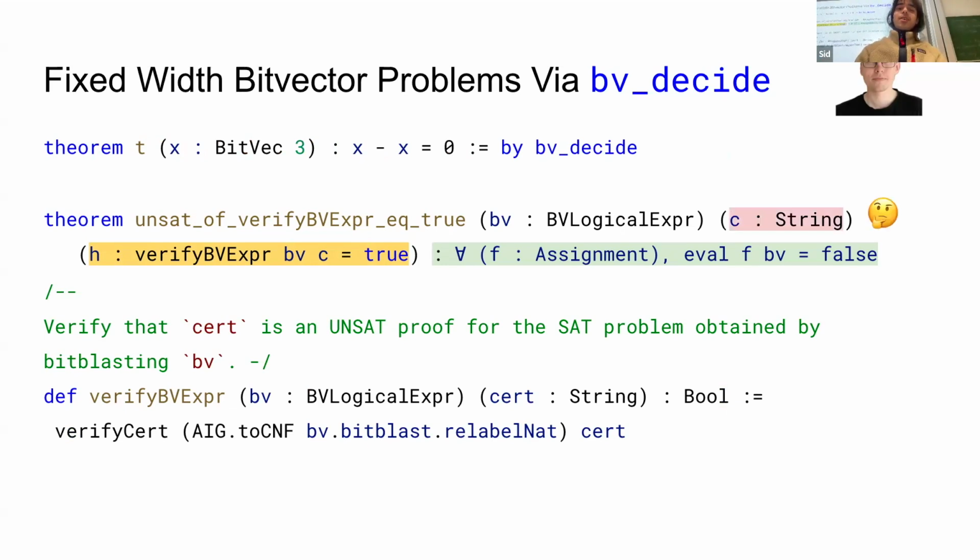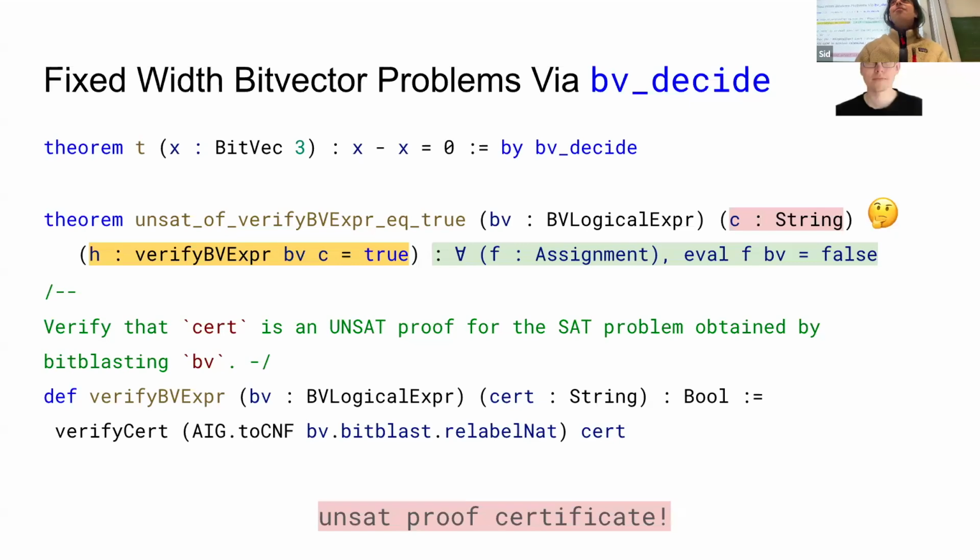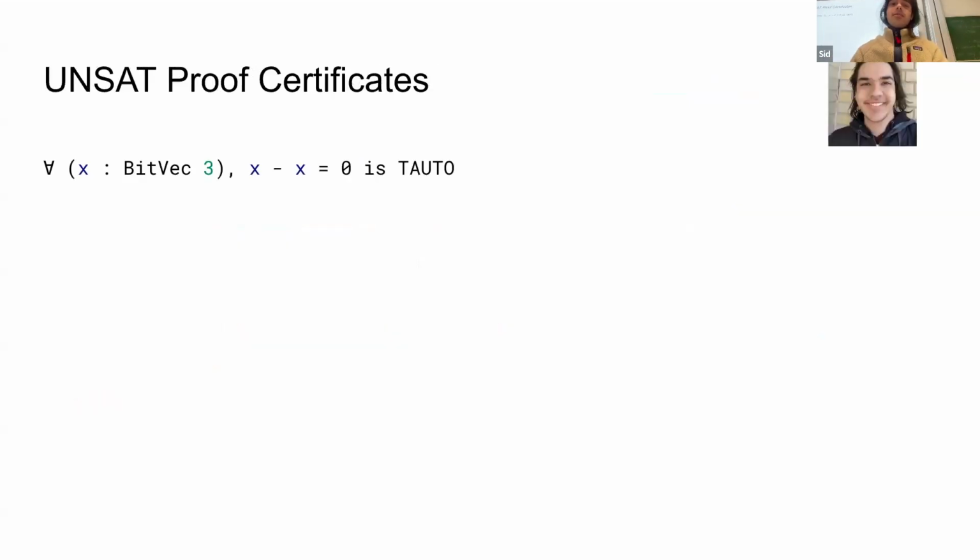But of course you can ask, what is this mysterious string C? The string C is in fact the actual proof certificate. It's completely bonkers: you have some random string C, and if it returns true, then what's going on? So maybe just to give a little bit of a sense of what an unsat proof looks like. By the way, the portion of the library that deals with unsat proof certificates is developed by Josh Clune.